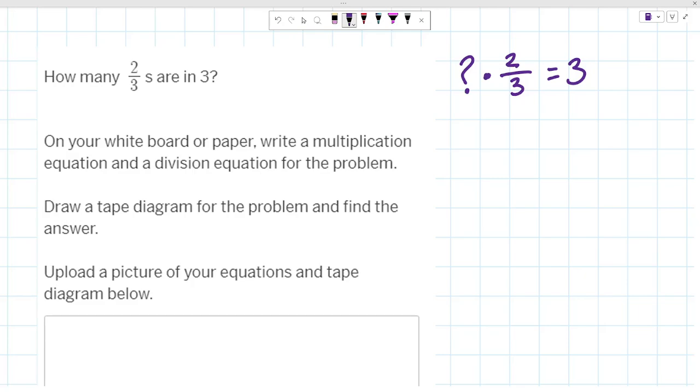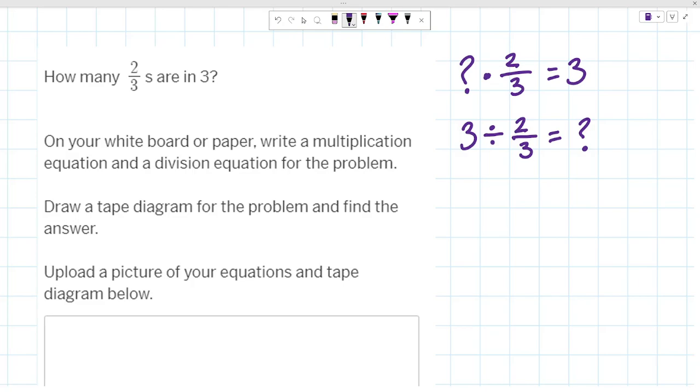So the division equation, our dividend would be 3 because that's our total. We're breaking it into groups of 2/3, that's our divisor. And the quotient will tell us how many groups of 2/3 we have. So there's our division equation.